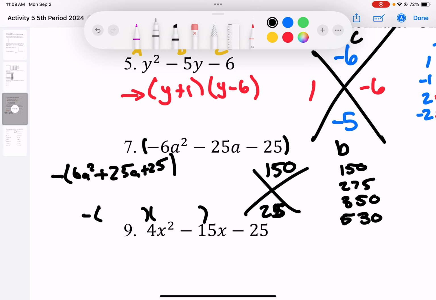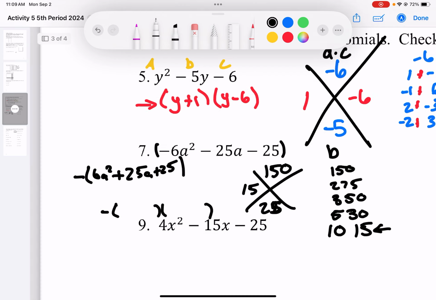6 is in there. 7, I don't think is. Well, it is divisible by 6, but not by 6 and 25. We're going to get to 10 and 15. That's our magic number here. I'm running out of room.